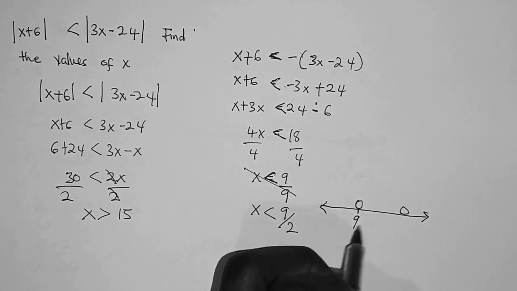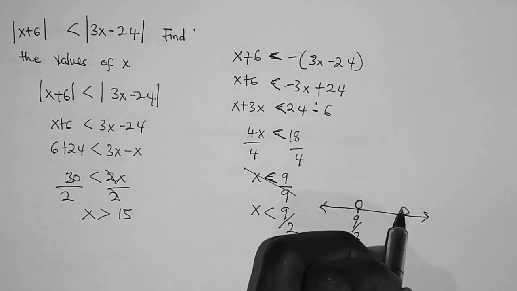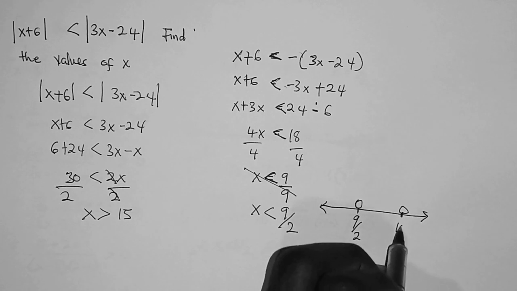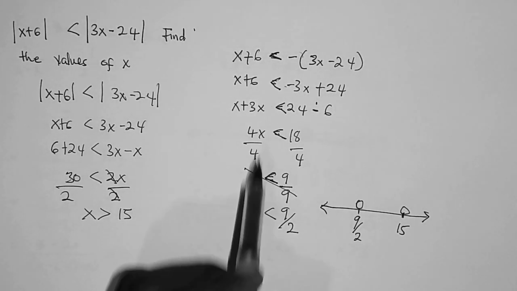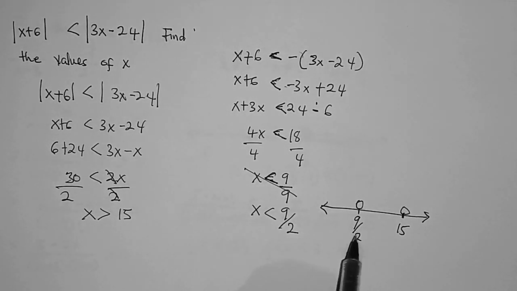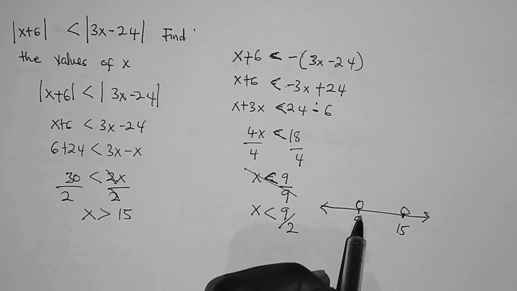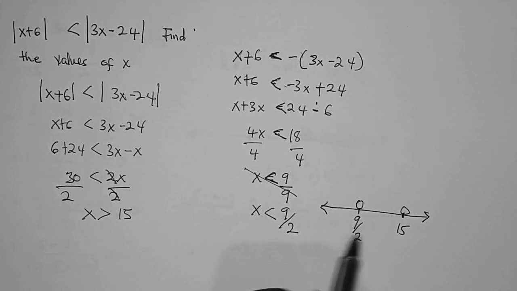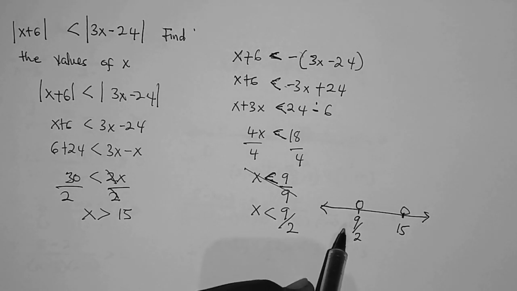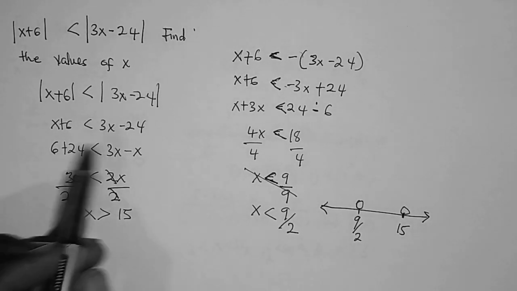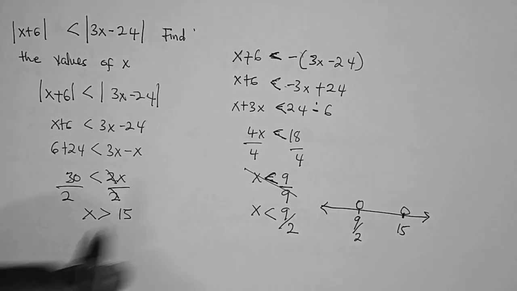So let's assume here is 9 over 2, and then this side is 15. But because it is less than, it means that 9 over 2 and 15 are not part of the values. And therefore, let's test for values less than 9 over 2. 9 over 2 is around 4.5. But let's choose a value like 0. So let's put 0 into this equation.